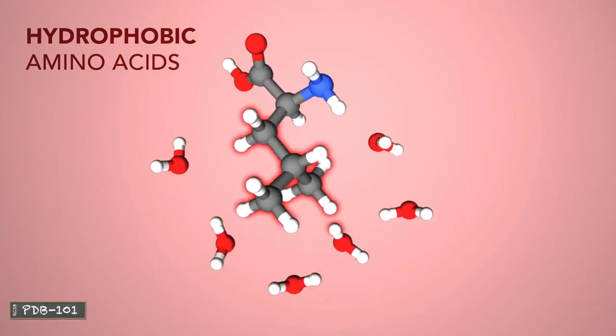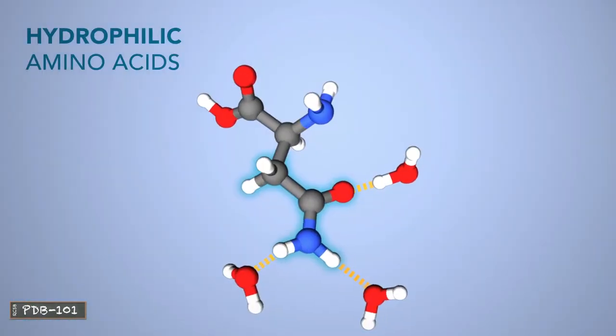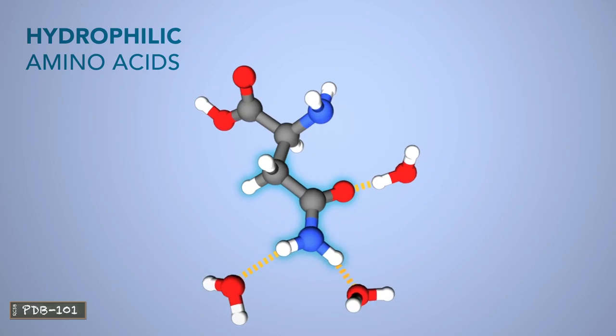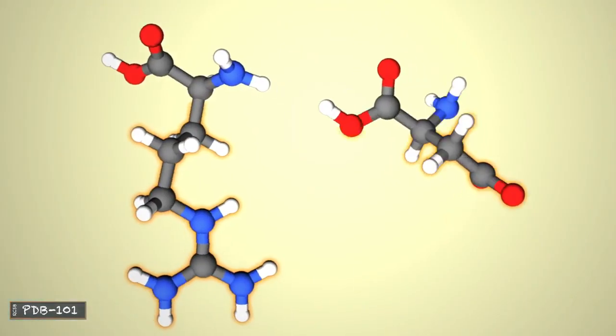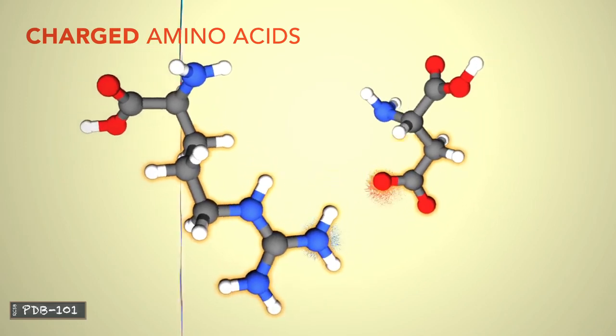Hydrophobic amino acids have carbon-rich side chains, which don't interact well with water. Hydrophilic, or polar, amino acids interact well with water. Charged amino acids interact with oppositely charged amino acids or with other molecules.